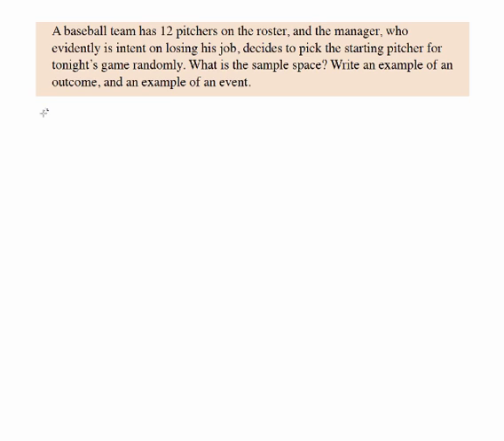Well, the sample space is defined to be all of the outcomes for a given probability experiment. In this case, the probability experiment is choosing one pitcher randomly from 12. So the sample space is going to be all of the individual pitchers. He's only choosing one pitcher out of 12, but any one of them could be selected, so the sample space would literally be a list of all the pitchers.